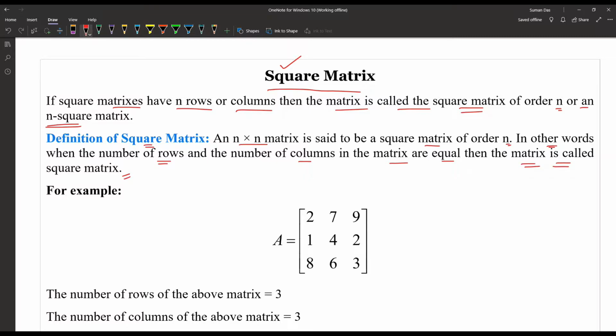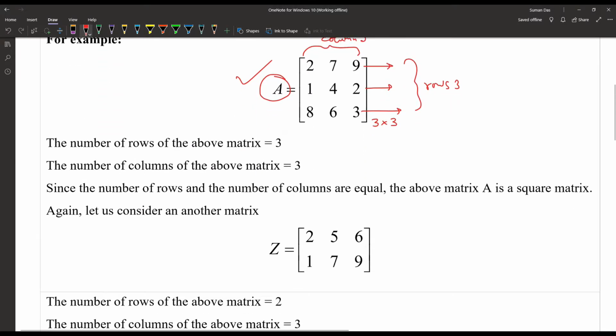Just like for the example, suppose A is the name of the matrix. Now here we can check the number of rows is 3, and the number of columns is 3 also. So that is a matrix of order 3 cross 3. So when the number of rows and number of columns are equal, that is called a square matrix. So that is an example of a square matrix.